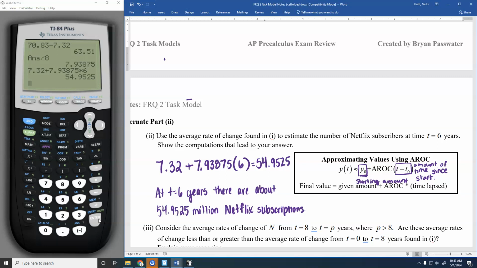The reason you cannot plug it into the regression is because it's asking you to use the average rate of change. So you can't plug in 6 to the regression that you did, because that's not using the average rate of change. That's using the exponential model. So when it says use average rate of change, you have to do it this way, which treats it like it's a linear function, even though it's not. This is going to be part B every time. Everything in part B is asking you about average rate of change, so you have to use the average rate of change for that.